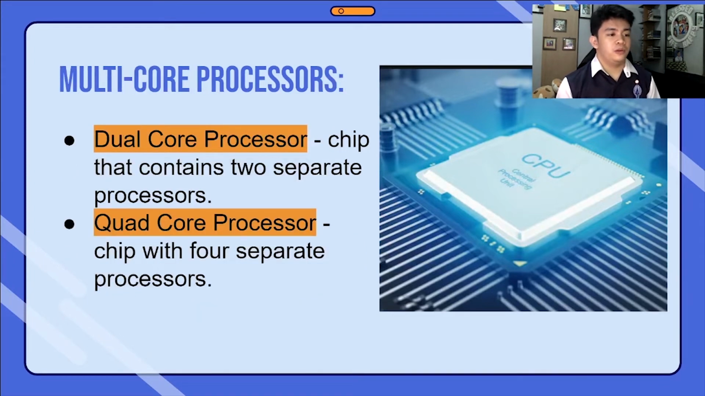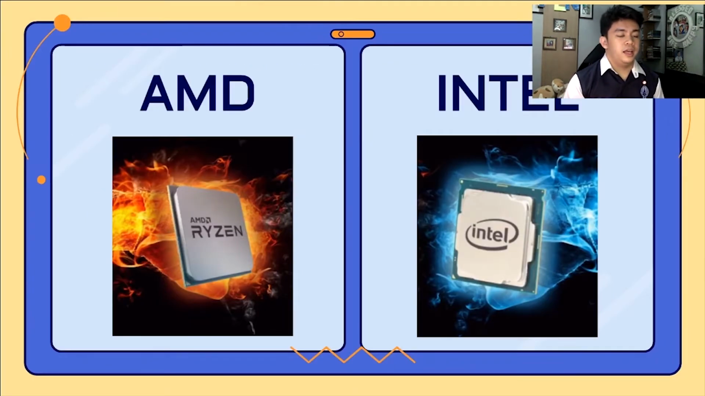Next, we have the multi-core processors. Merong two types nito, and yung first ay ang dual-core processor, which is a chip that contains two separate processors. The next, we have the quad-core processor, wherein there's a chip with 4 separate processors. Then, ito yung two main companies na nagbebenta ng microprocessor, yung AMD and then yung Intel.